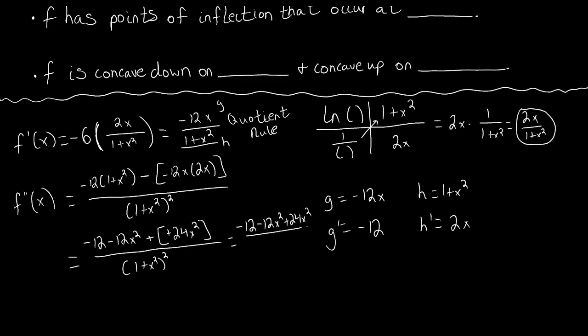And this is still all over 1 plus x squared squared. So if we do one more simplification, we see that our second derivative, when we do 24x squared minus 12x squared, we get 12x squared minus 12 all over 1 plus x squared squared. So this is our second derivative.